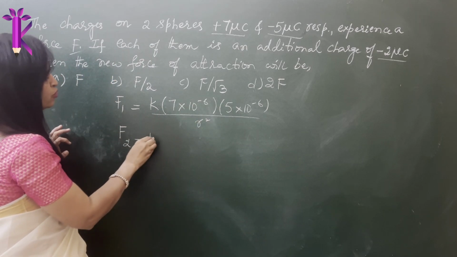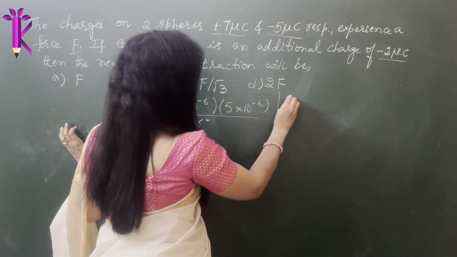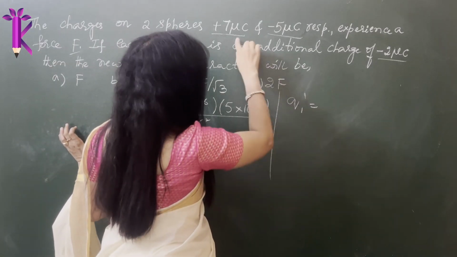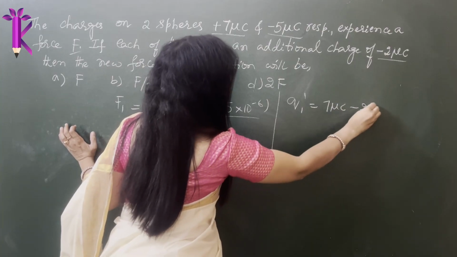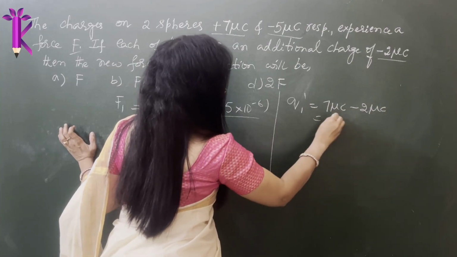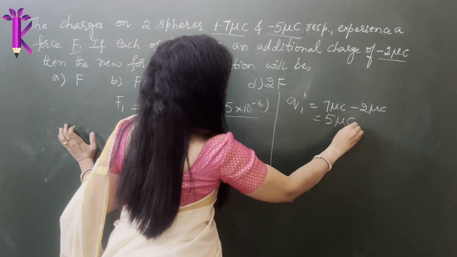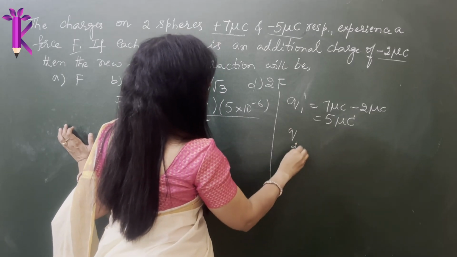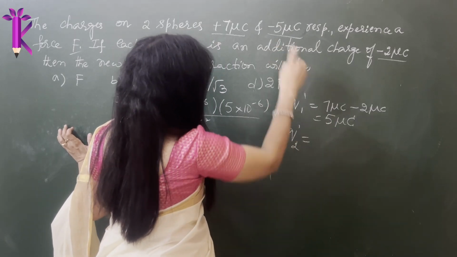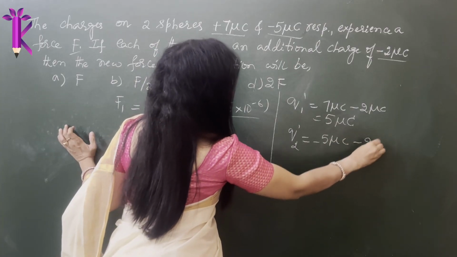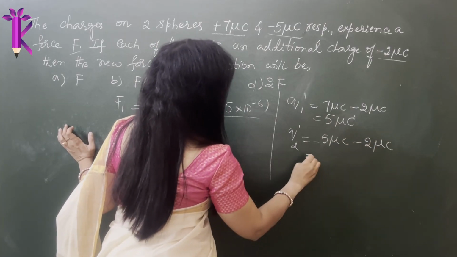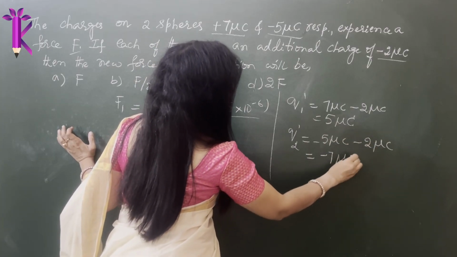Let's calculate the new charges. So the new charge Q1 dash will be, it is already 7 microcoulomb, and you are adding minus 2 microcoulomb to it. So what will be the new charge? The new charge is going to be plus 5 microcoulomb. What will happen to the second charge? Q2 dash will be, it has minus 5 microcoulomb, and you are adding again minus 2 microcoulomb. Minus and minus gets added. You have minus 7 microcoulomb.